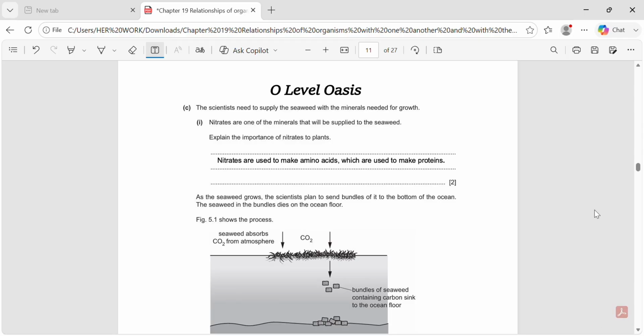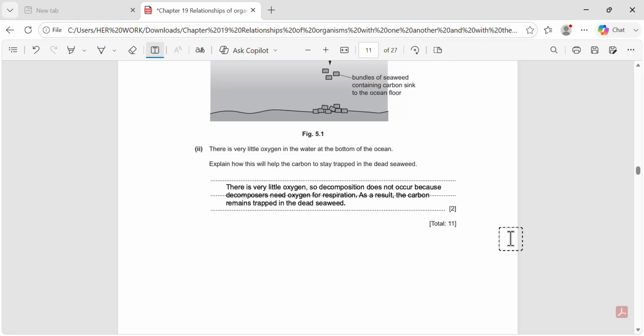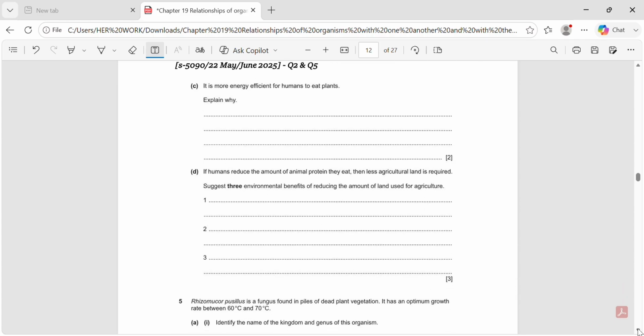As a result, the carbon stored in the seaweed remains trapped instead of being released back into the atmosphere as carbon dioxide. So the answer we write is, there is very little oxygen, so decomposition does not occur because decomposers need oxygen for respiration. As a result, the carbon remains trapped in the dead seaweed. Now let's move to the next question.